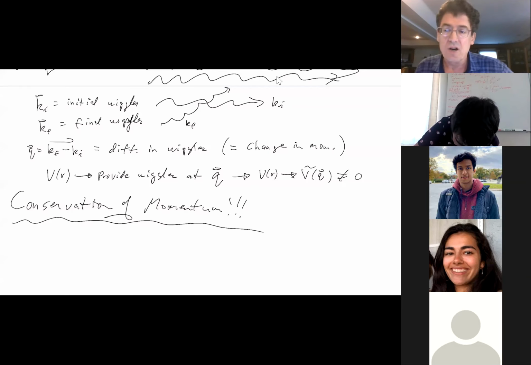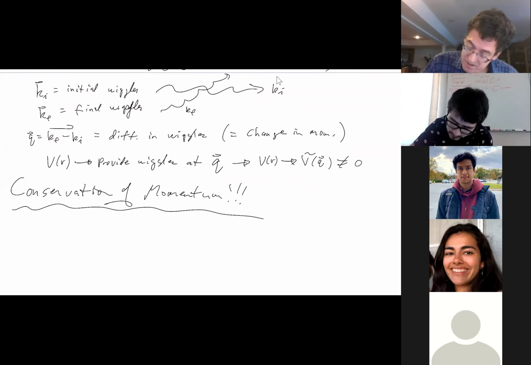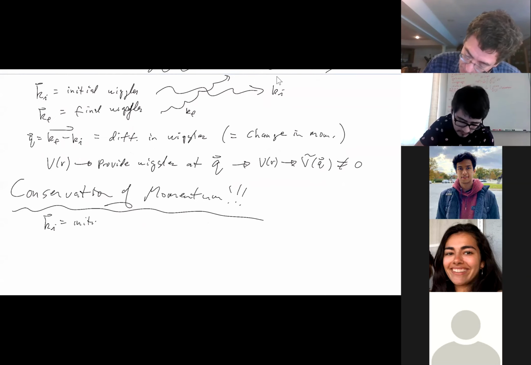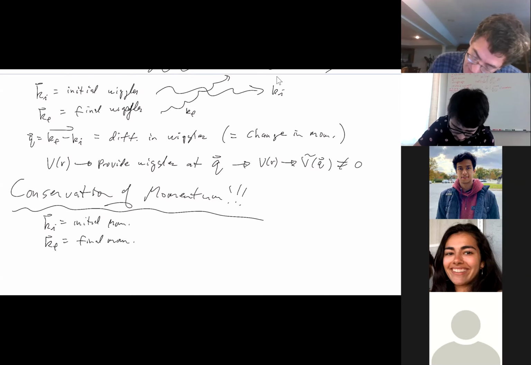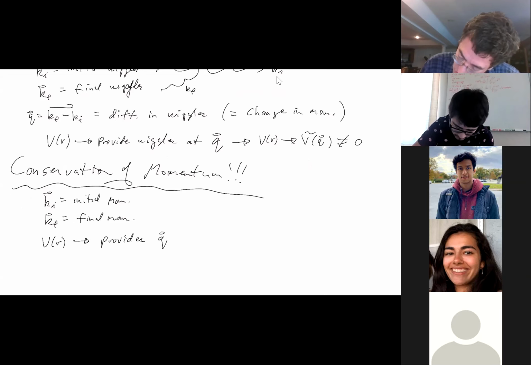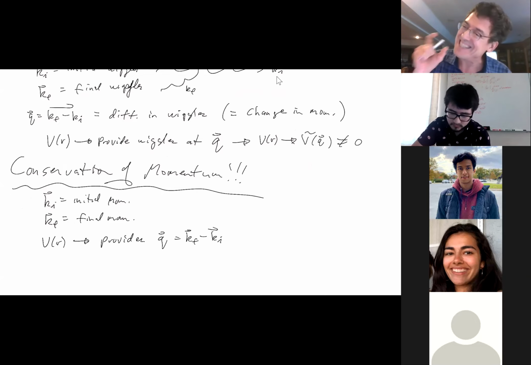All right. Okay, that's conservation of momentum. And I just want to say, because I want you to see it, we have the initial momentum, Ki is equal to initial momentum, Kf is equal to final momentum, and V of R has to provide the Q, which is the difference in momentum, okay? And you don't get to scatter unless your potential has that difference.